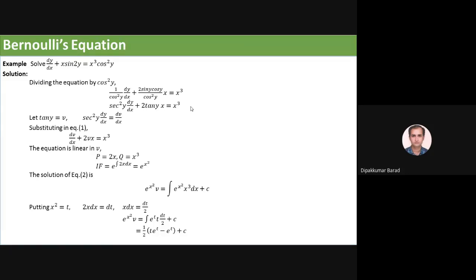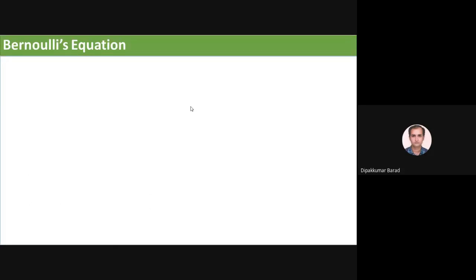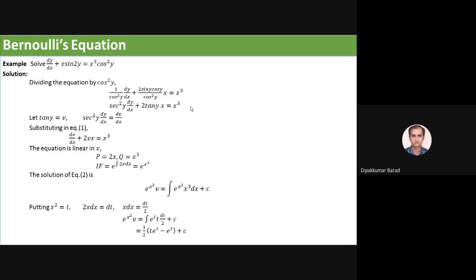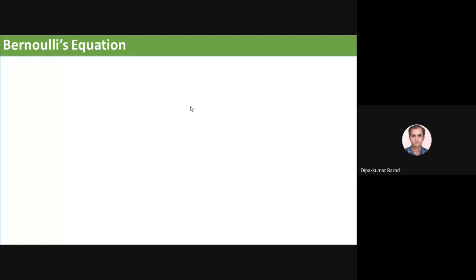So instead of t now you can put x square. So what I get here is 1 by 2 e raised to x square minus 1 plus c. And see here we have e raised to x square into v. So we divide by e raised to x square, then I get 1 by 2 x square minus 1 plus c into e raised to minus x square.